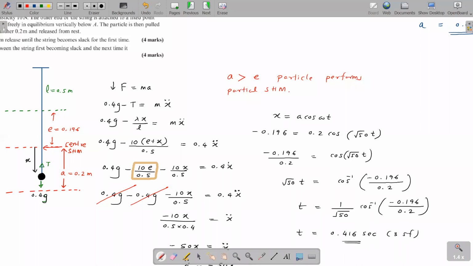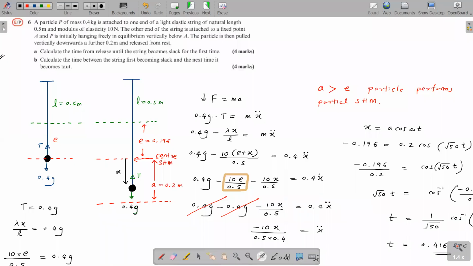Okay. So now we'll move to part B. They say calculate the time between the string first becoming slack. First becoming slack is, I think you saw, when it reached the natural length, right? When it reached this point. And the next time it becomes taut. Guys, when does the string become taut again?